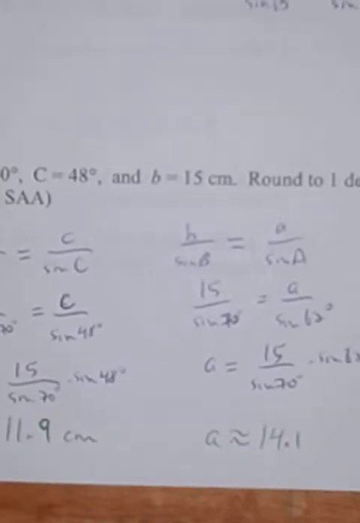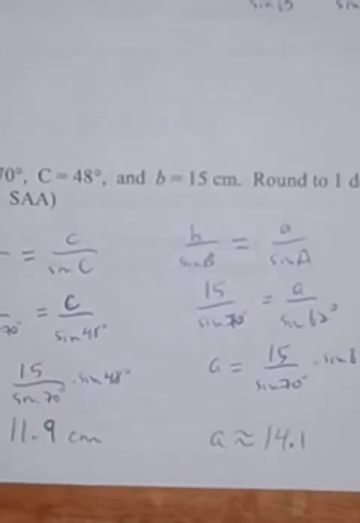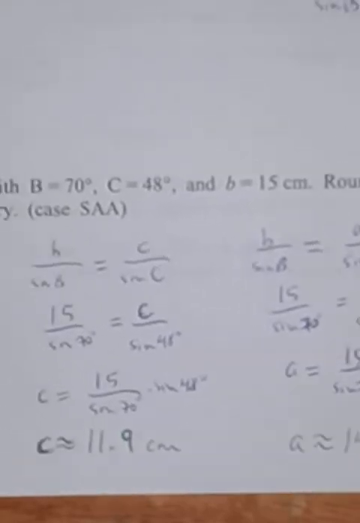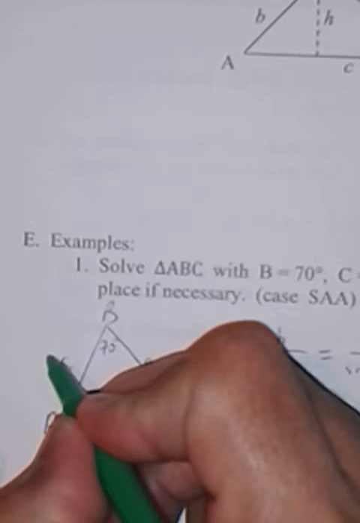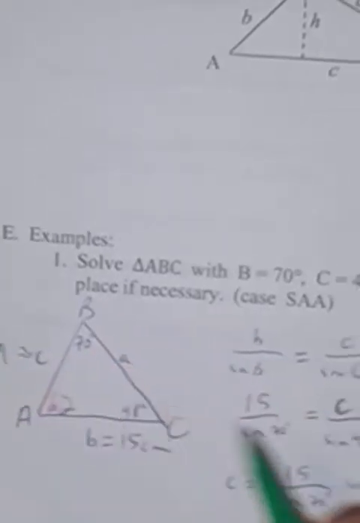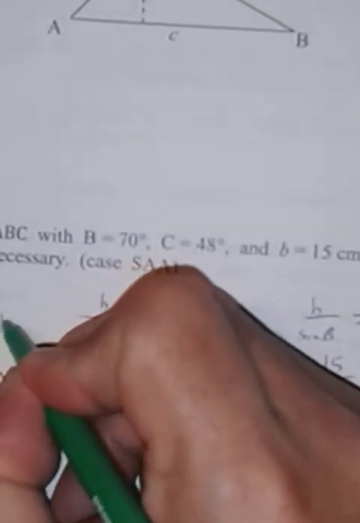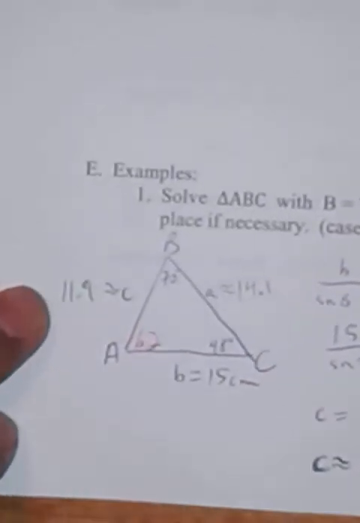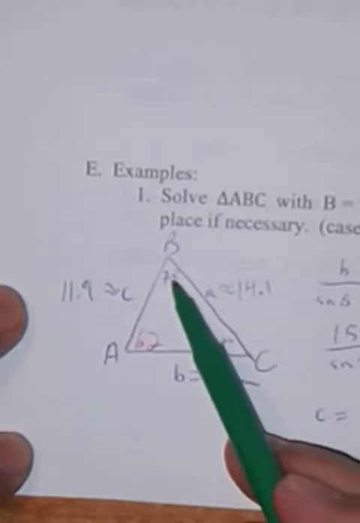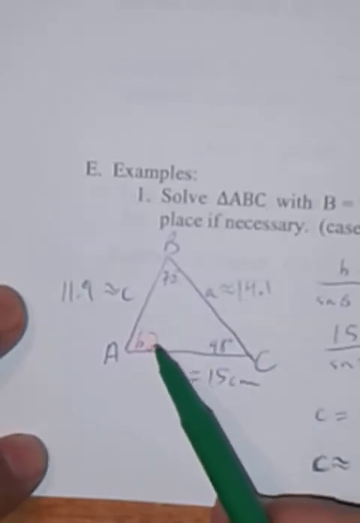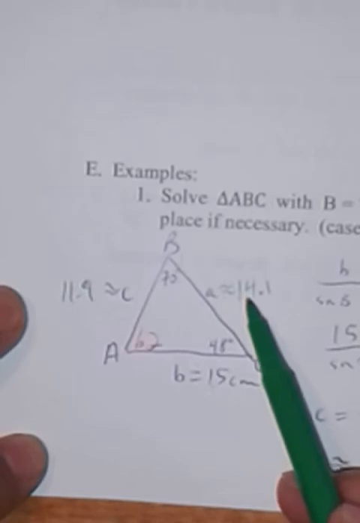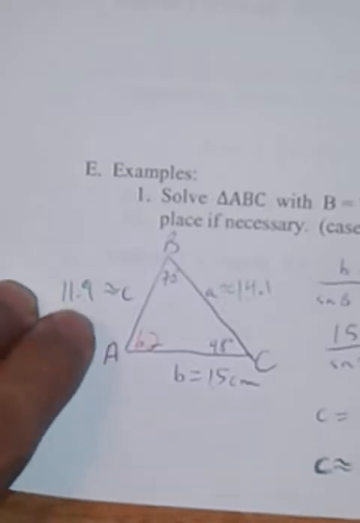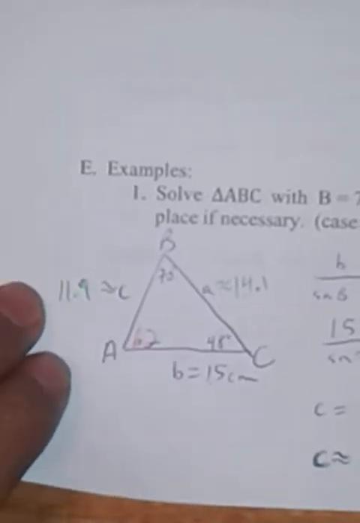Okay. Also, I don't know if this indicated it, but the longest side is opposite the biggest angle. So I'm going to write the approximation. So I got C is approximately 11.9 and A is approximately 14.1. So I was saying that the longest side is opposite the biggest angle. And if we look at that, does that make sense? So 70 degrees is opposite 15 centimeters, 62 degrees is opposite 14.1 centimeters, and 48 degrees is opposite 11.9 centimeters. So those follow the right order. That makes me think that we're correct.